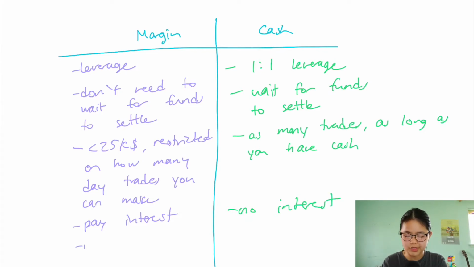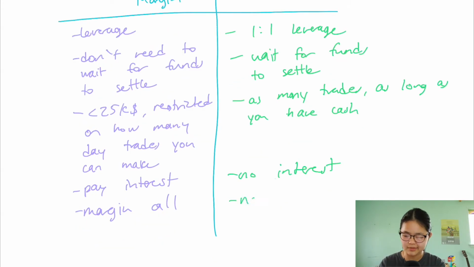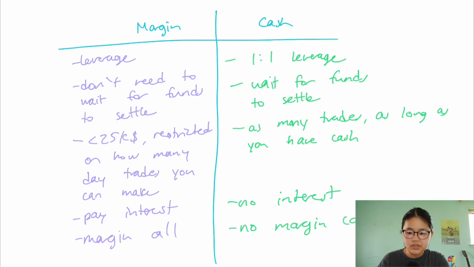Another risk of margin accounts is that you can get a margin call, which, as I mentioned earlier, is when your broker calls you and says, you need to deposit money now or we're going to sell everything. And this can't happen in a cash account, so no margin call. So now that I've covered the differences between a margin and a cash account, which one should you use?